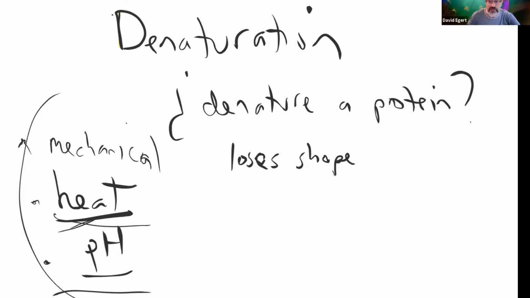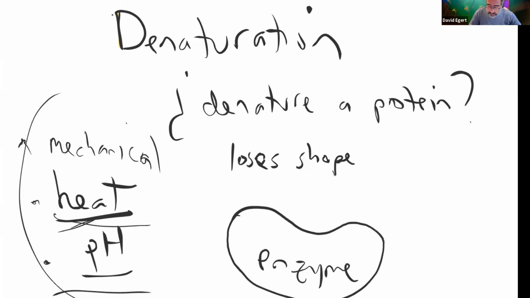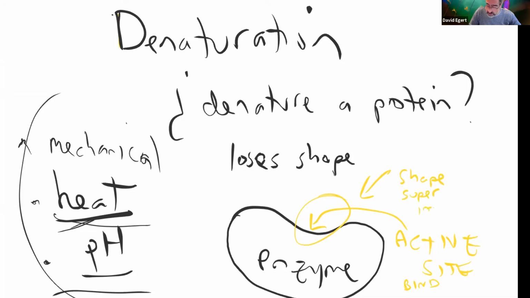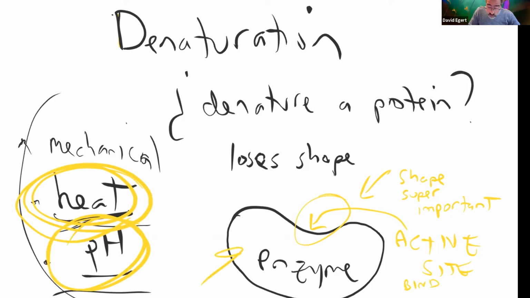So proteins make up so many important things in your body, your enzymes, for instance. And again, if you have some enzyme which is a protein, and then you have that active site that binds the substrate, that shape is super important. Right? If there is heat or changes in pH or something, that can totally denature this enzyme, change the shape of the active site, and now this thing is no longer going to be able to function.